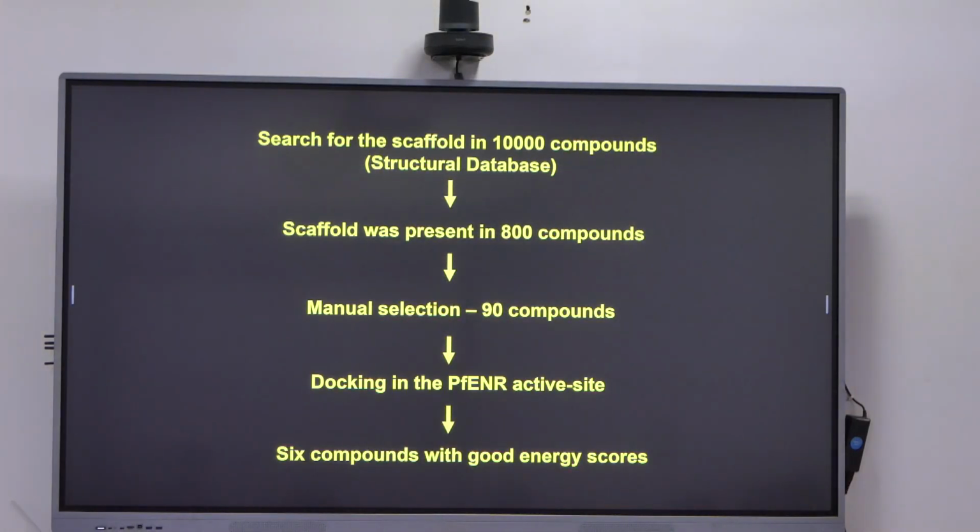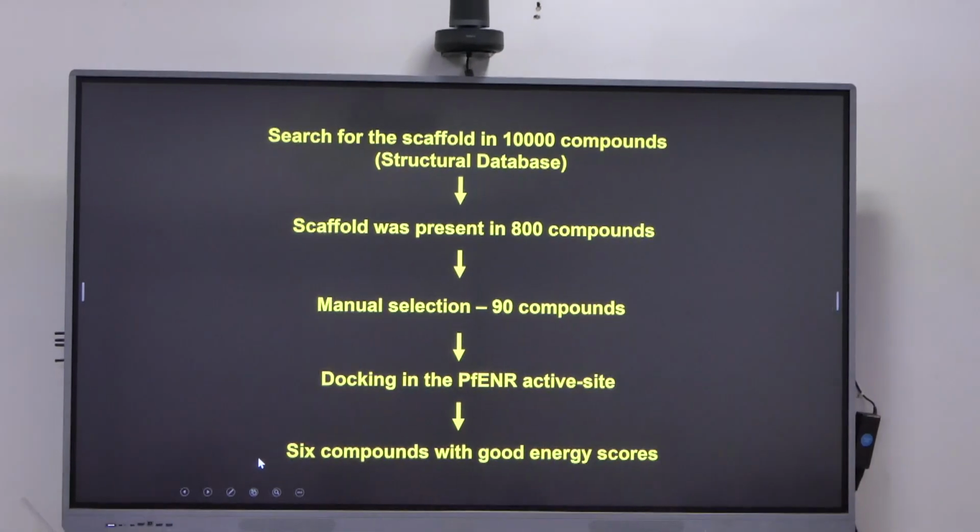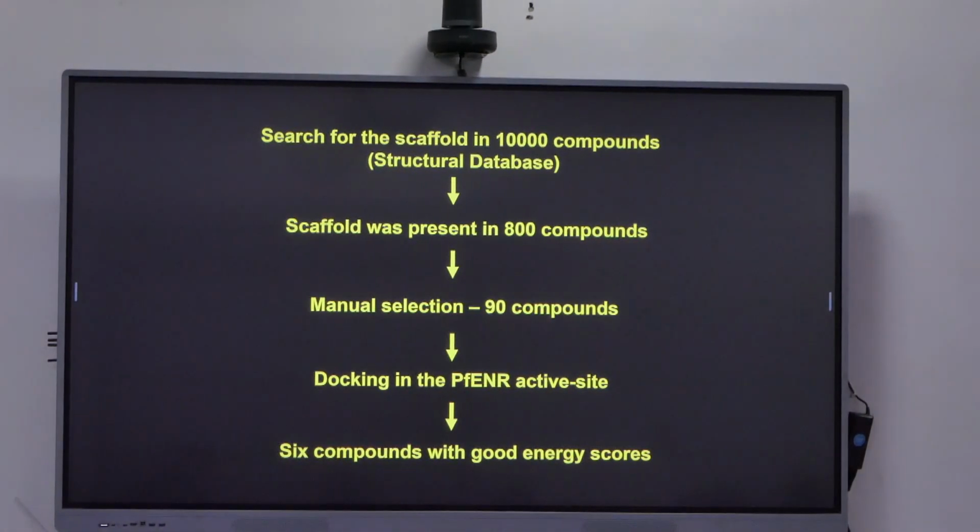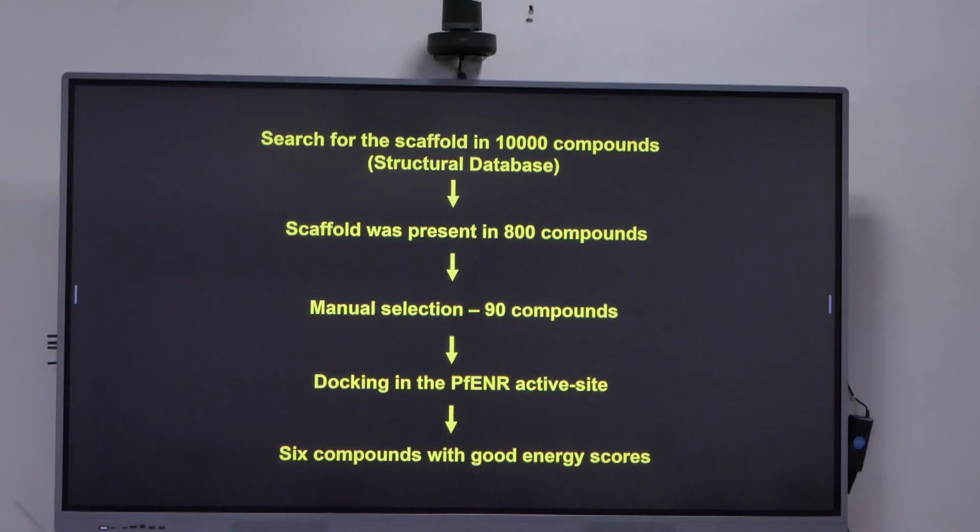Right, those 10,000 molecule database created in-house, the scaffold was present in 800 molecules. Then 800 molecules were opened and selected and filtered manually to see which structure should bind to the active site, because there is small space into the active site. A very big molecule having this scaffold cannot bind there.